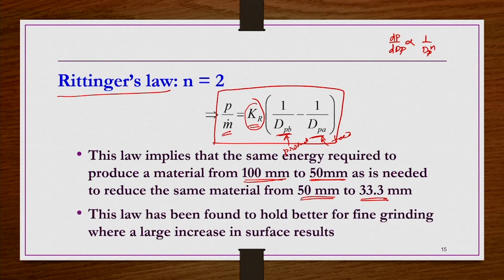and this law has been found to hold better for fine grinding, where a large increase in surface results. Okay. So wherever you have fine grinding, it is better to use Rittinger's law in general, to have better reliability. These things one finds from experience with different equipment and different types of materials. So in general, if you are doing power requirement calculation for fine grinding, it is better to use Rittinger's law.